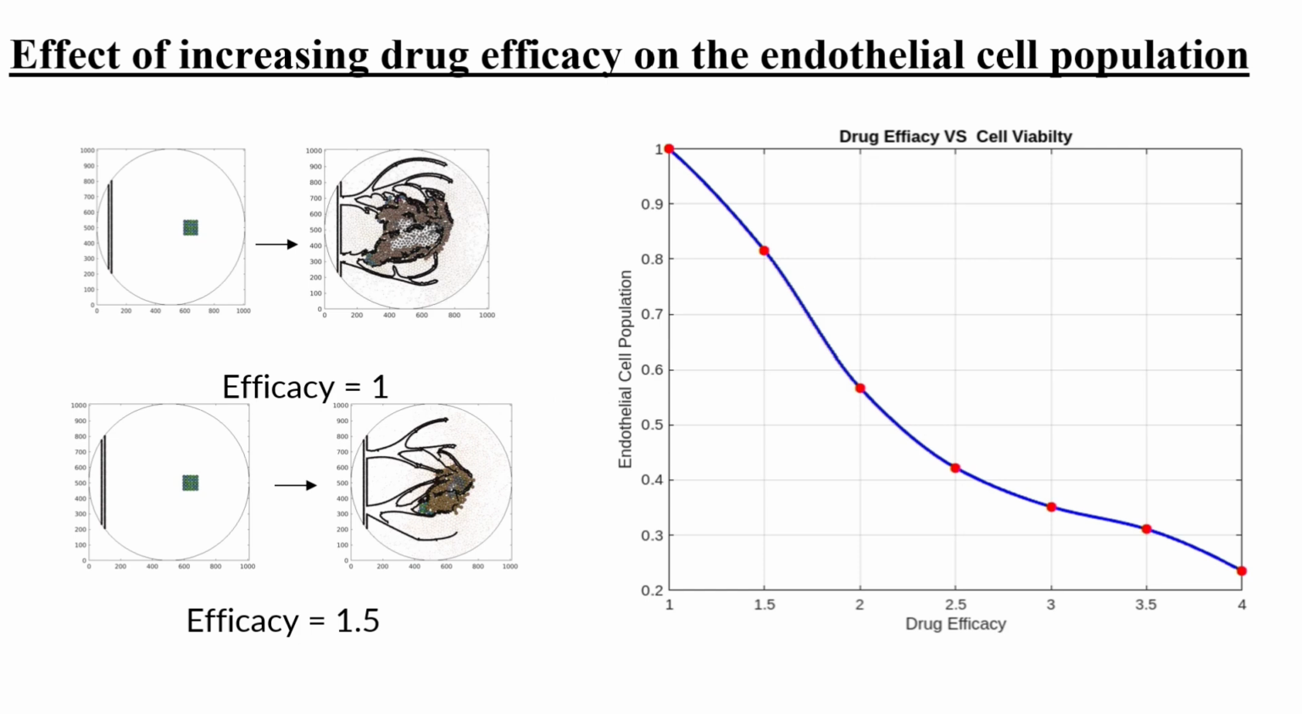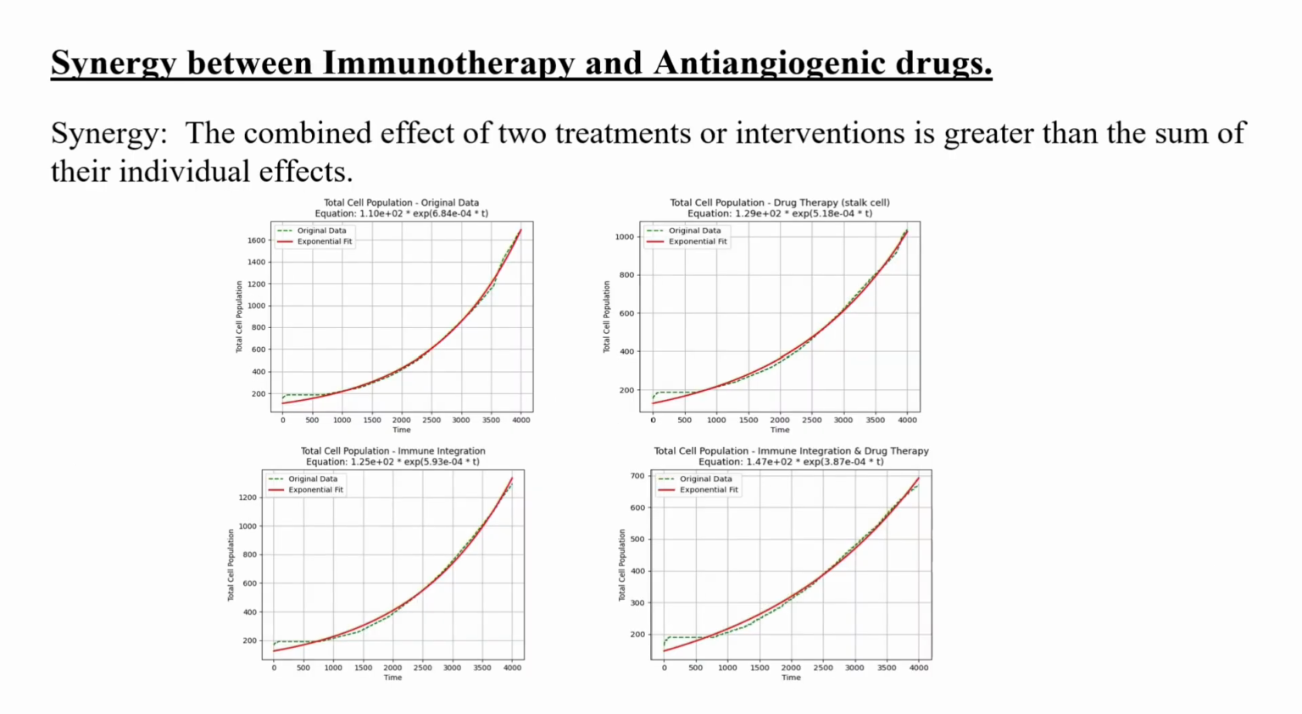Compared to using either treatment alone, the combination of drug therapy and immune integration proves to be far more effective. This synergy leads to a substantial reduction in tumor size and overall cell population, including both tumor and endothelial cells. By delaying angiogenesis and keeping the tumor cells in a hypoxic state for longer periods, the combination therapy increases the likelihood of tumor cell death through necrosis.